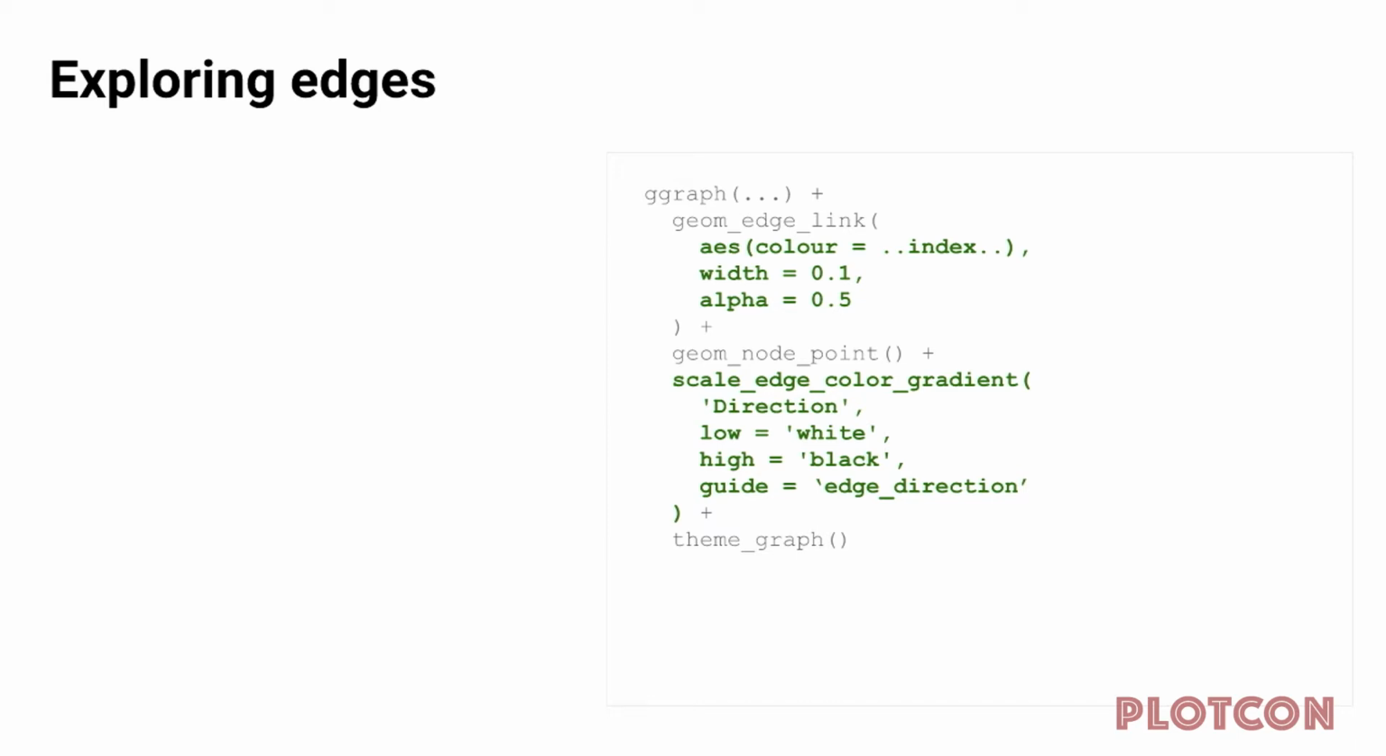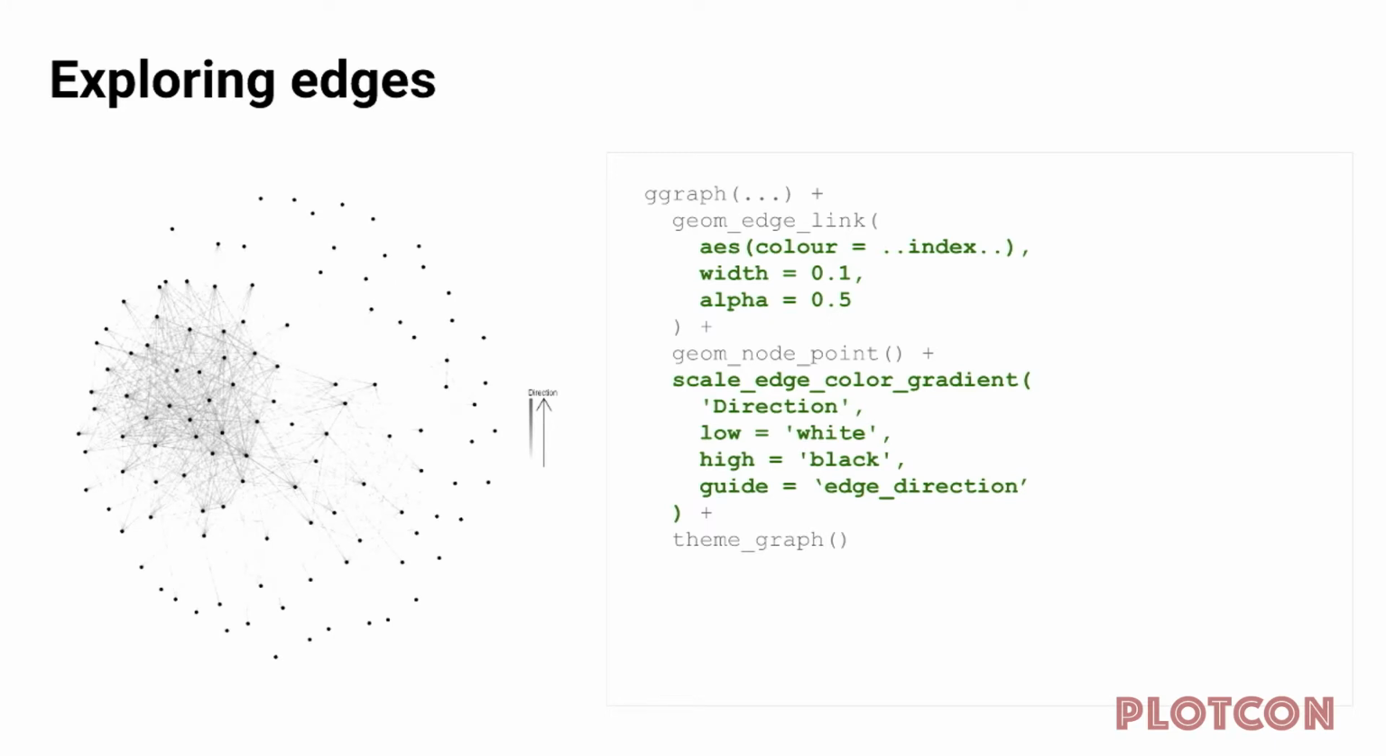We can set width and alpha and so on, and we can say how we want this color gradient to be by adding an edge color scale to it. And we're just going to go from white to black. So with these few lines of code, we have a bit more manageable network plot. I would argue that this is still not a fantastic plot, but it shows some of the things that you can easily do with a few lines of code.